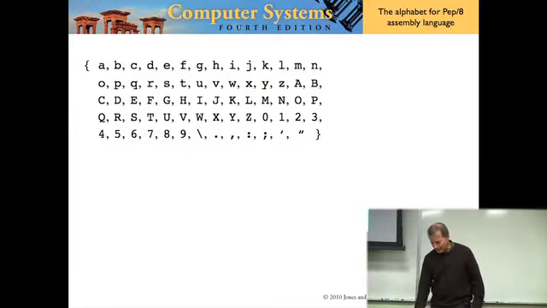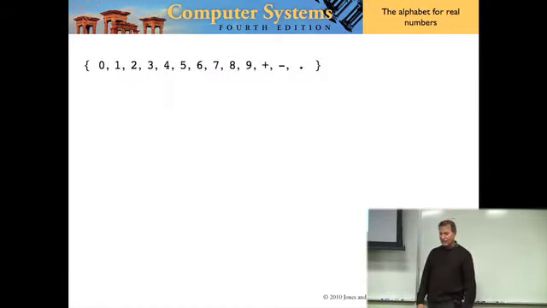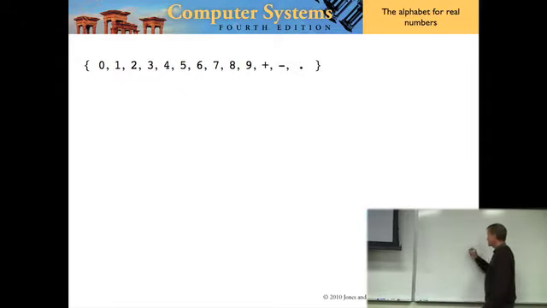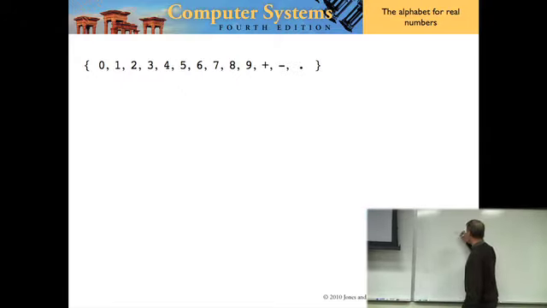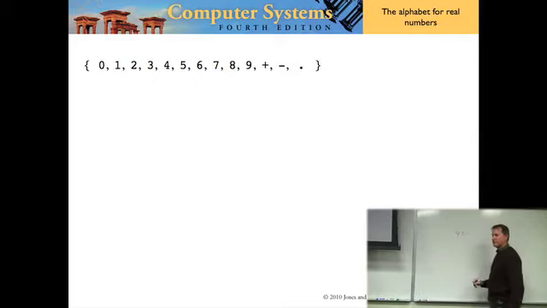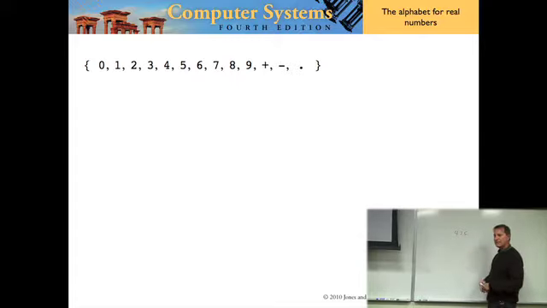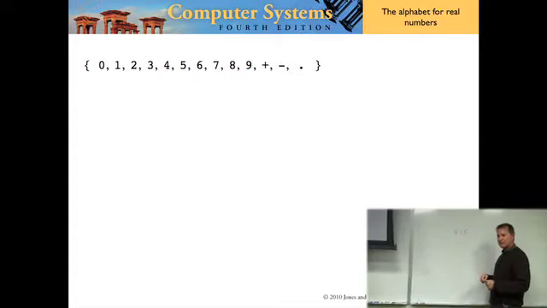Now here's another alphabet. This alphabet is the alphabet for real numbers. What does a real number look like? For example, 47.5. So this is what? 4 concatenated with 7, concatenated with period. See, the period is one of those letters of the alphabet. And then concatenated with 5. All right, so that's an example of a real number.